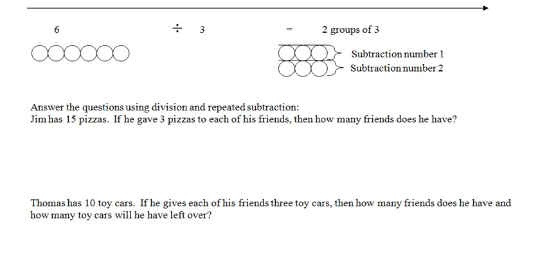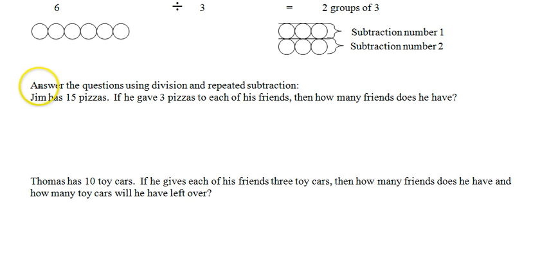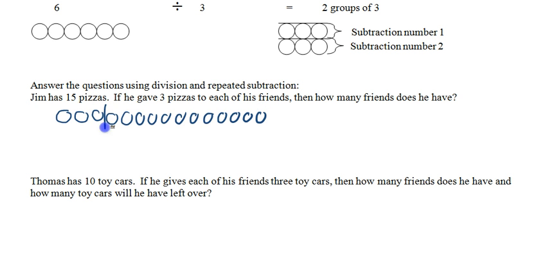So when you look at a problem like this, Jim has, right here, Jim has 15 pizzas. If he gave 3 pizzas to each of his friends, then how many friends does he have? So what we're doing is taking those 15 pizzas, because that's what we're starting with. 1, 2, 3, 4, 5, 6, 7, 8, 9, 10, 11, 12, 13, 14, 15. And we're grouping them into groups of 3. And how many groups is that? 5. And that's how you want to read a division.